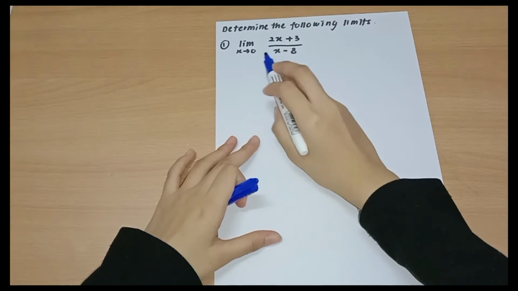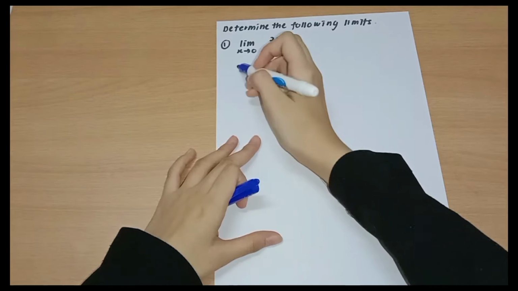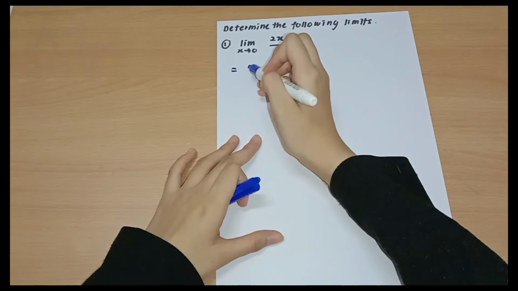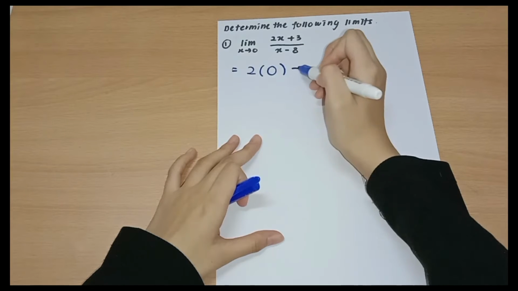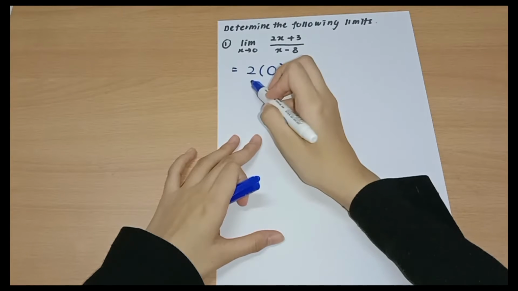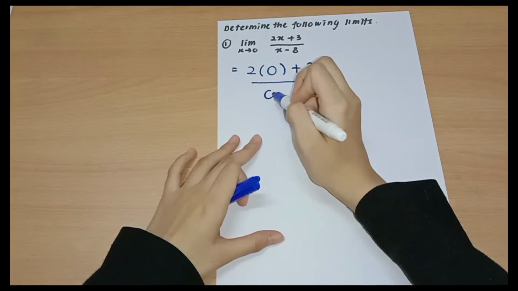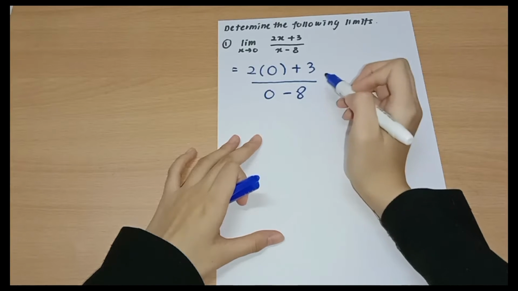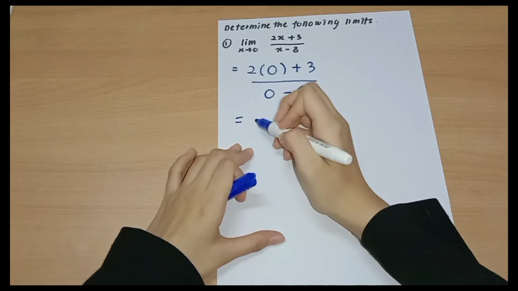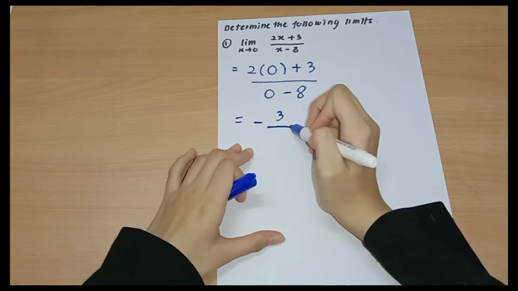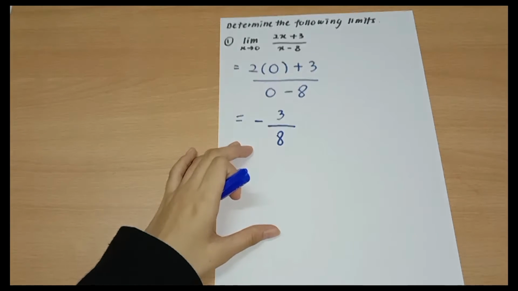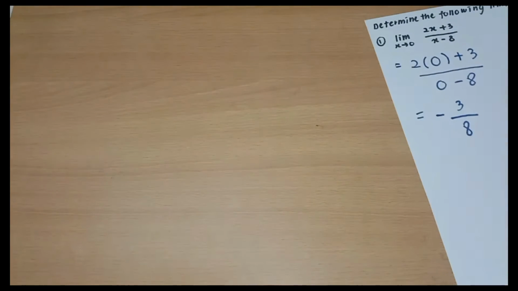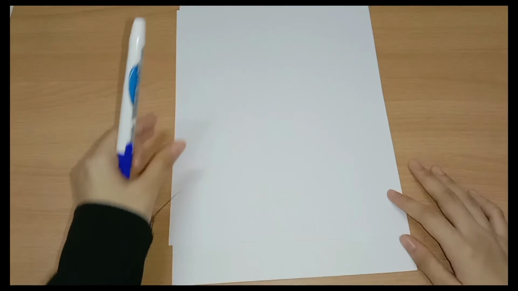So to get the limit, we first substitute 0 into x. So we just substitute 0 into x. And then we will directly get the answer, which is -3/8. So let's move on to the next question.